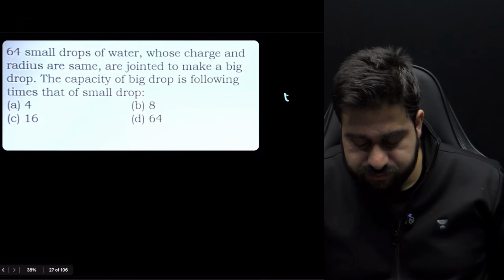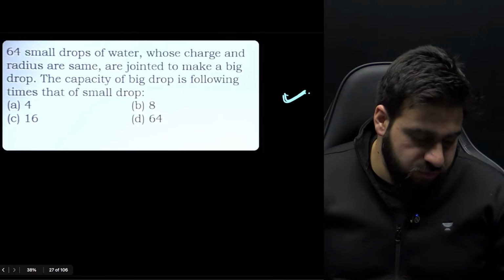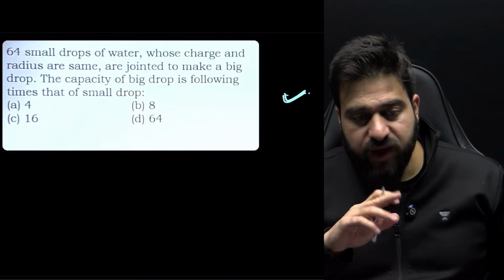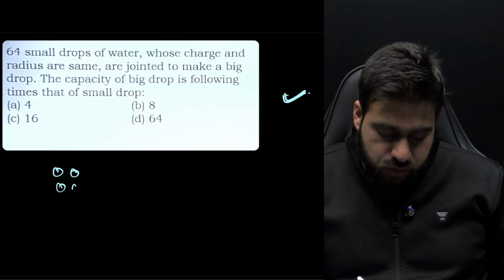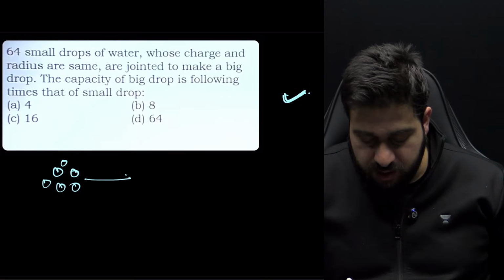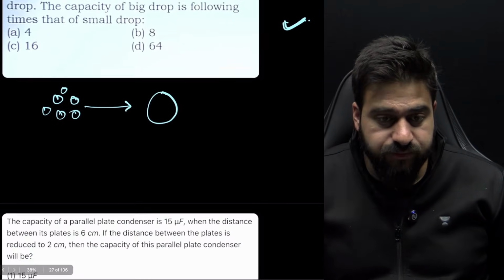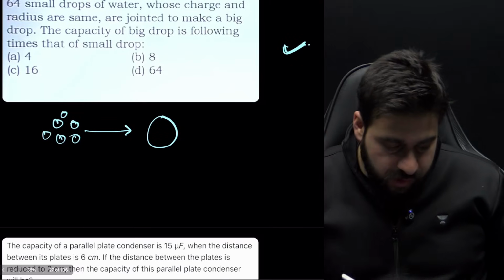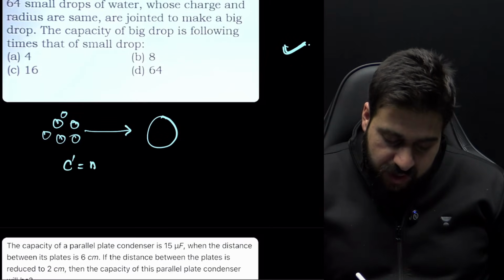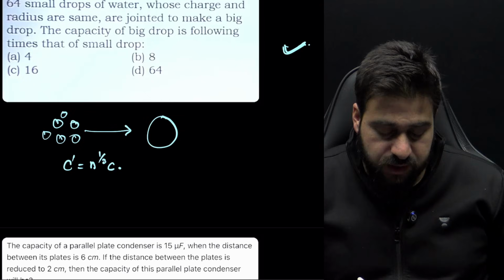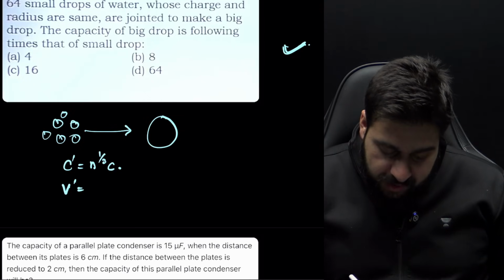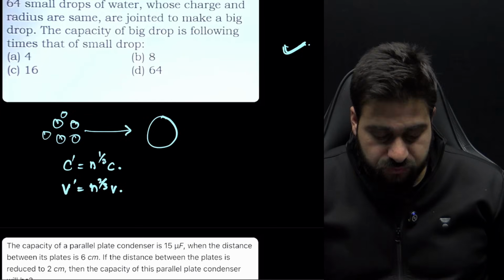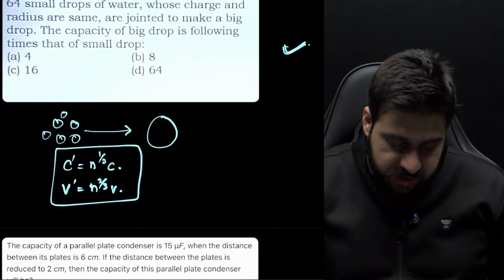This is simple. I have told you this previously in capacitors. If n small drops, n small capacitors, are joined to form a big capacitor, what is the capacitance of the big capacitor? N raised to the power 1 by 3 into C. What is the potential of the big capacitor? N raised to the power 2 by 3 into V. If you remember, I have told you this previously.